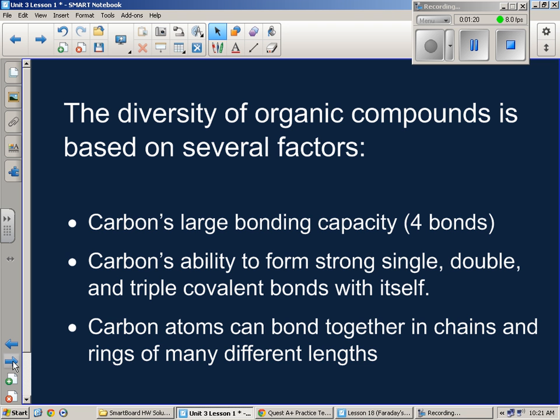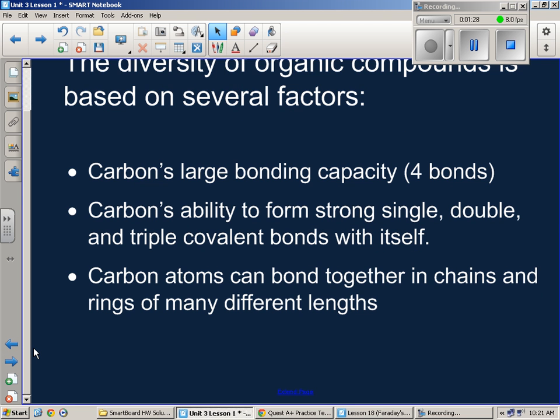Diversity of organic compounds is based on several factors. When you think about carbon, and you should know this from last year, of course, carbon has a large bonding capacity. It's got a bonding capacity of 4, yes? Carbon has 4 valence electrons. Look, 1, 2, 3, 4. It can have 4 things bonded to it, okay? So we always look for, remember that's the octet rule if you remember from Chem 20. So we're always looking for 4 things around each carbon.